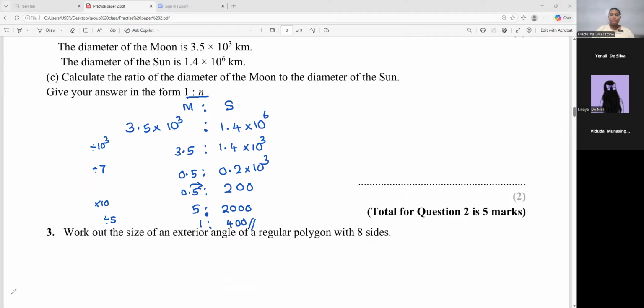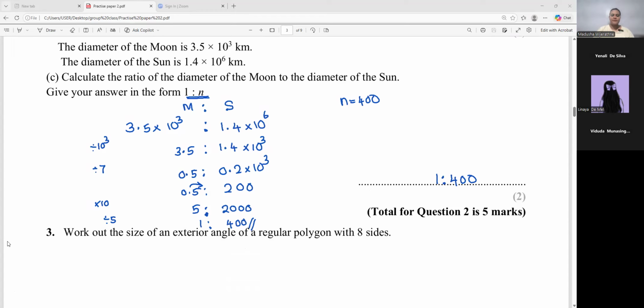Give the answer in the form 1 is to n. Automatically it came 1 this side. So luckily answer is 400. n is equal to 400 and give the answer in this form. So in the blank here write 1 is to 400, not only 400.